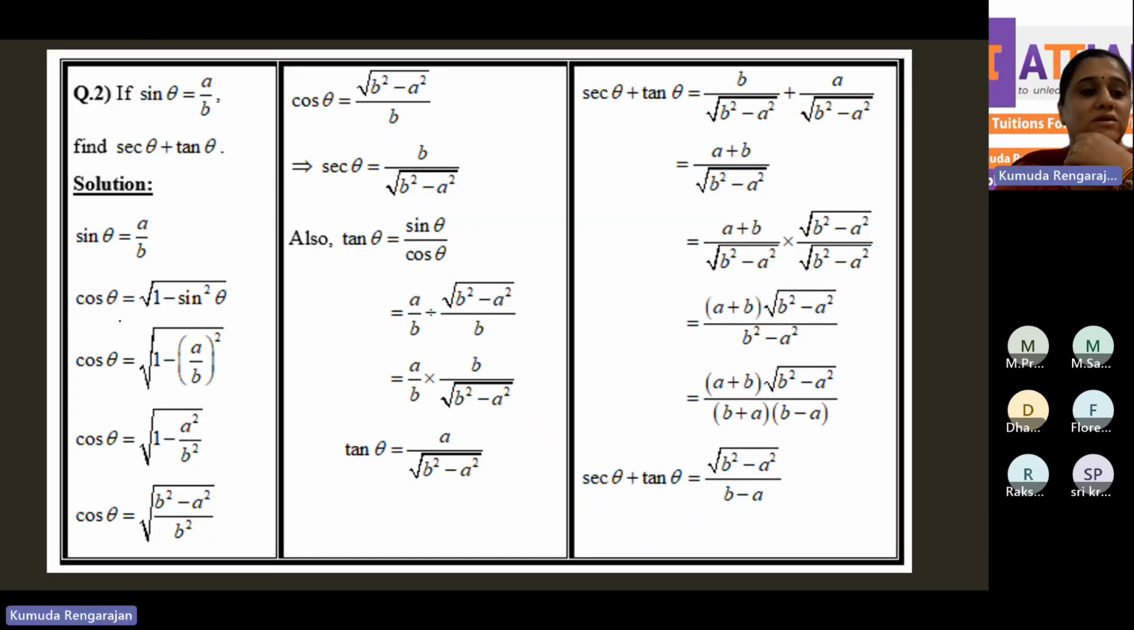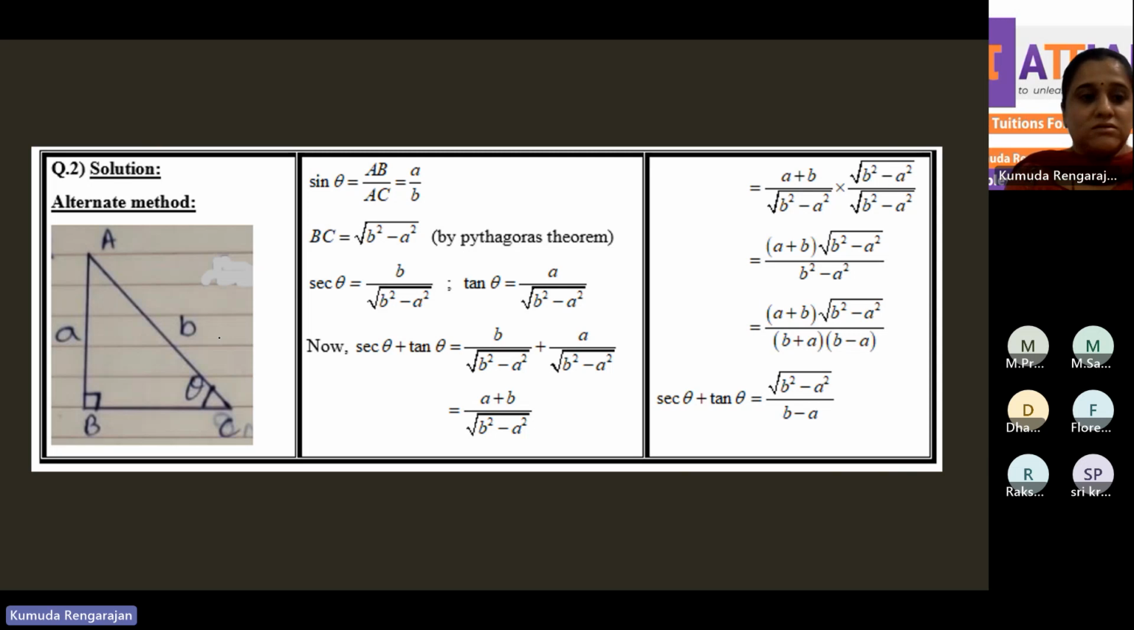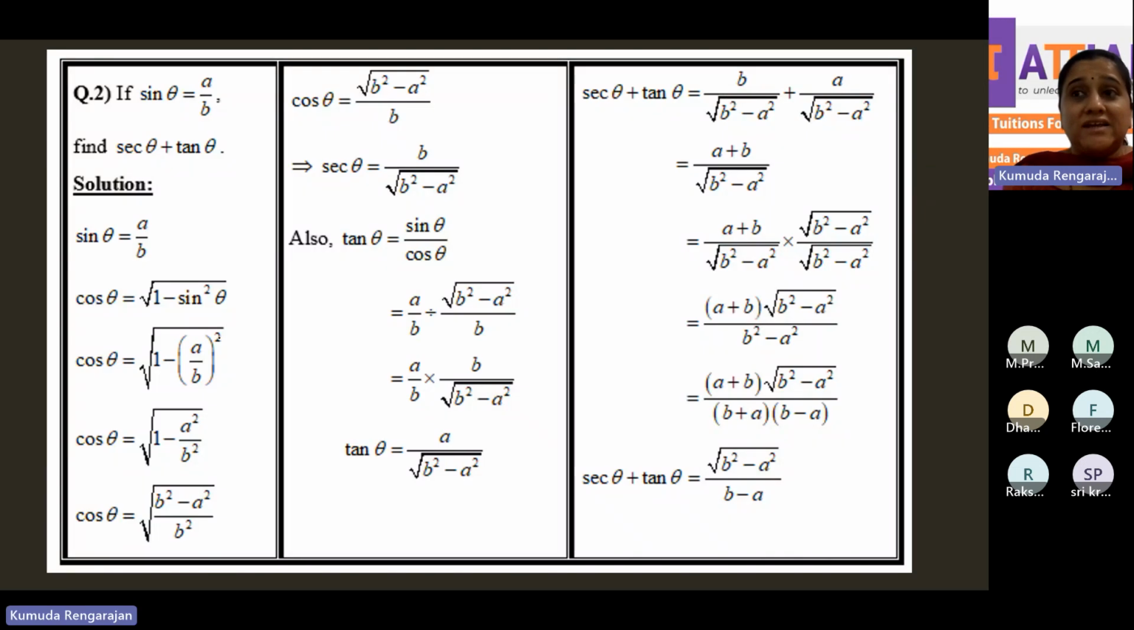And here I have found secant theta and tan theta using trigonometric identities. For the same question, you have 2 answers. We are talking about this question. For this, I've given you 2 answers. One is the triangle method. The other is using identities. So look at the alternate method.